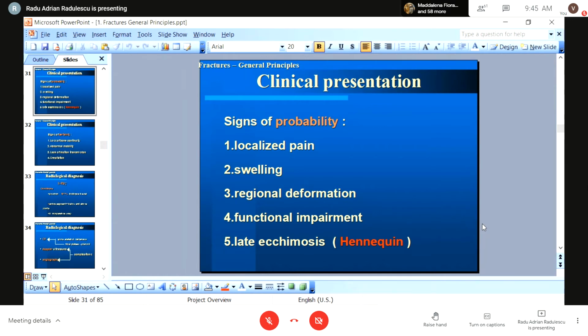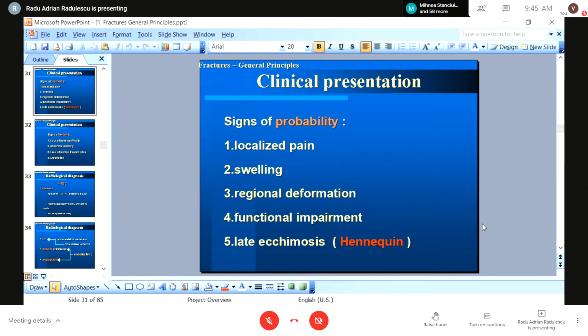Then we may have a regional deformity. So also that examination must be done, I repeat, in comparison with the contralateral side, which is healthy. So we may get the regional deformation. I mean the axis and the shape of that area of the limb is not the same with the healthy part. So the area is deformed, abnormally deformed.